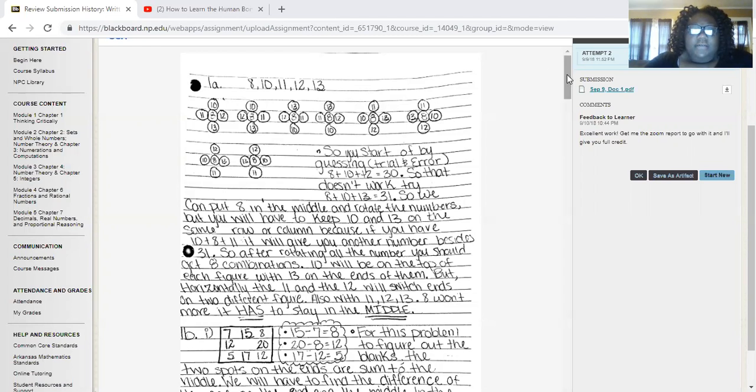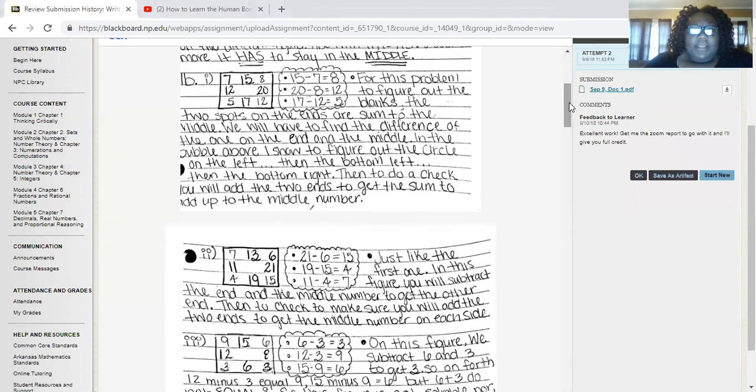Next, we have sort of like a magic square, but not a magic square. So for this problem, we'll have to figure out what are the blanks. So I have the blanks filled here, okay? So the 2 spots on the end are summed to the middle. We will have to find the difference of the ones on the end and the middle. And the bubble above, I've shown you to figure out how to answer those questions.